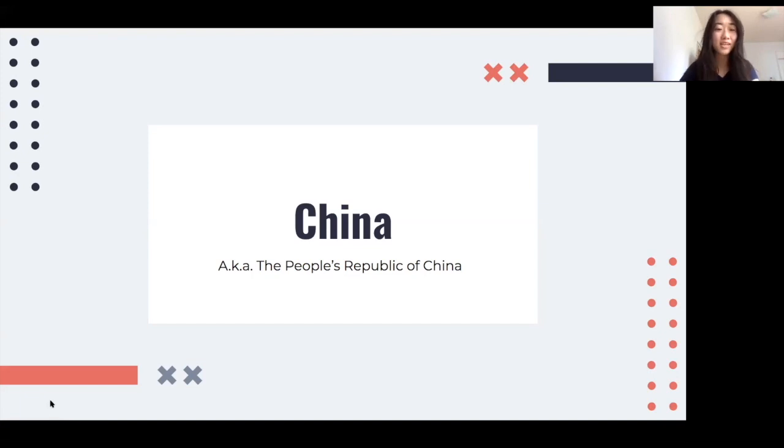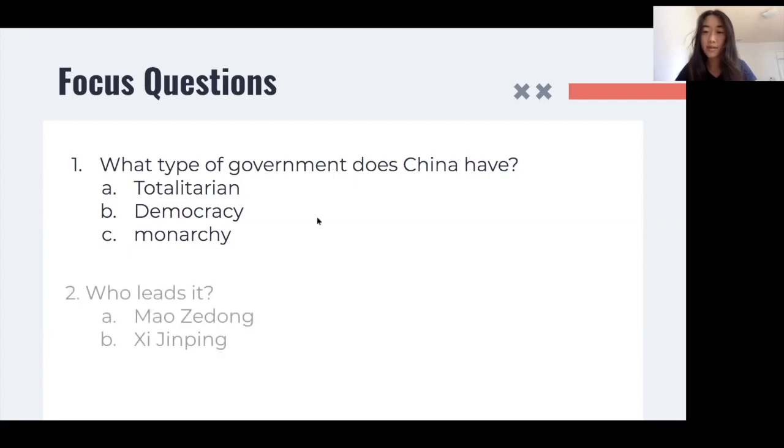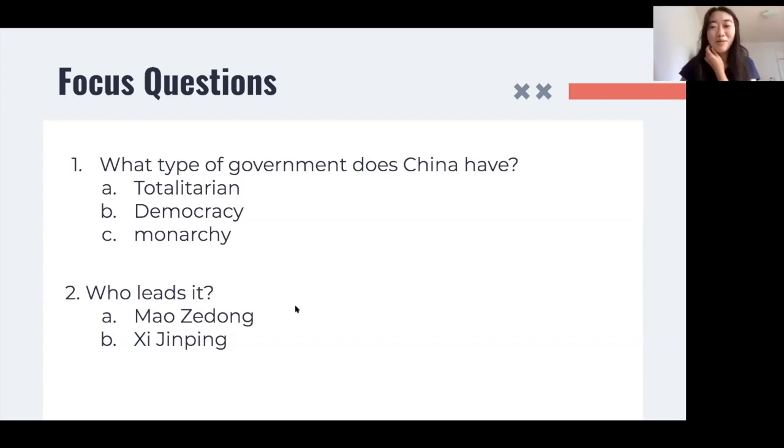So I'm going to be talking about the government in China, which is also known as the People's Republic of China. Before we get started, if you guys want to take a couple minutes and just think about these focus questions: what type of government does China have, and who is the leader of China? I'll give you a few minutes. Hopefully these should be pretty easy. So I'm going to go ahead and go over it.